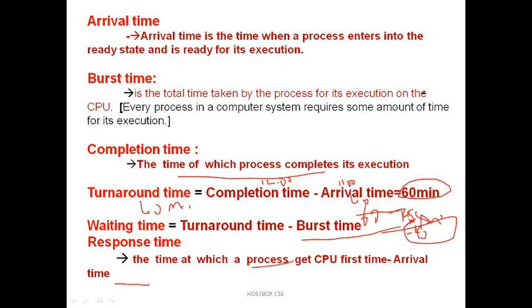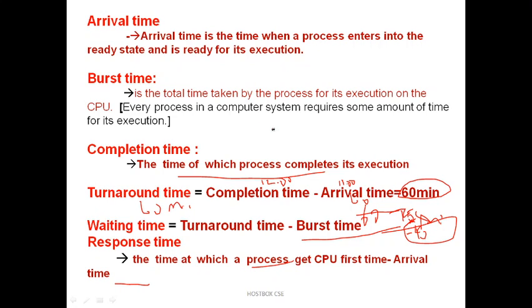In our upcoming session I will explain first come first serve and all the algorithms with some time periods, with processes P1, P2 and so on, so we can easily understand. Burst time means the total time taken by the process for its execution on the CPU. For example, one process may take 20 seconds, another process may take 40 seconds, like that.